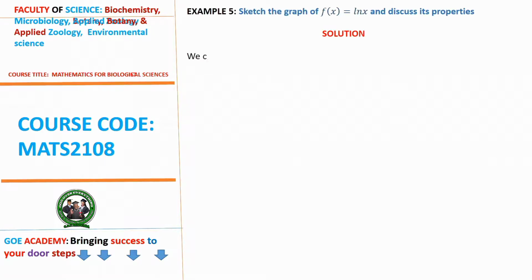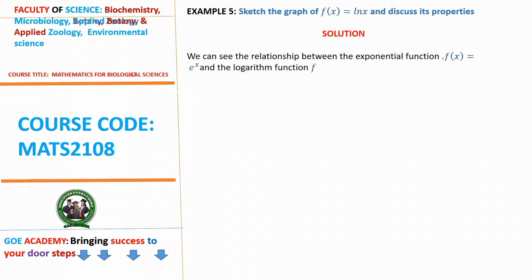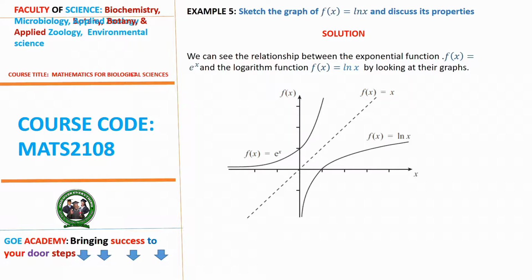Let's look at what happens if we are asked to sketch the graph of ln x and discuss its properties. To sketch the graph of ln x, we need to look at the relationship between exponential functions, that is, functions of the form f(x) = e raised to the power x, and logarithmic functions, which are functions of the form f(x) = ln x or log x. Let's look at their graphs. I'll just dive into the graph below and you see. So this is the graph.